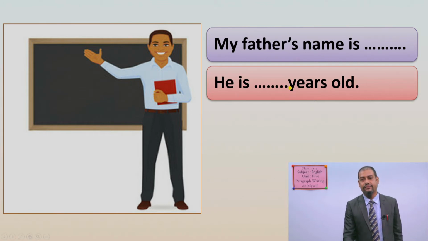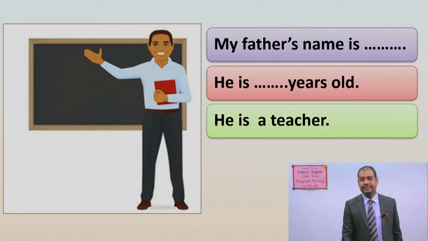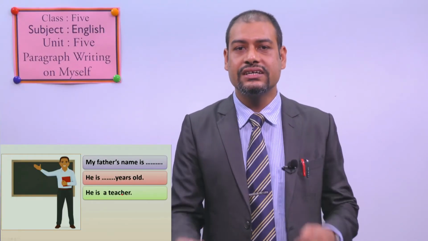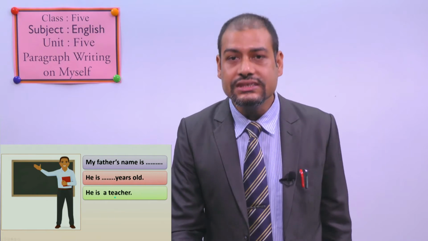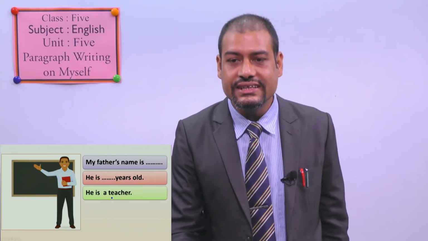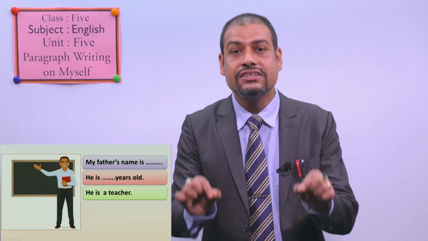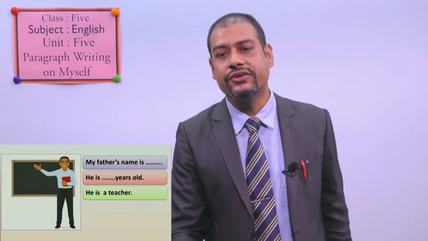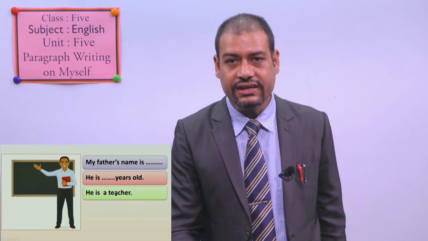He is so many years old, maybe 40 years old, 45 years old, you know. Then you can write down, see, he is a teacher. For example, if your father is a doctor, you can write he is a doctor. If your father is a farmer, you can write down he is a farmer. Or if your father is an engineer, you can write down he is an engineer. What is the profession of your father? You can write down here, okay?